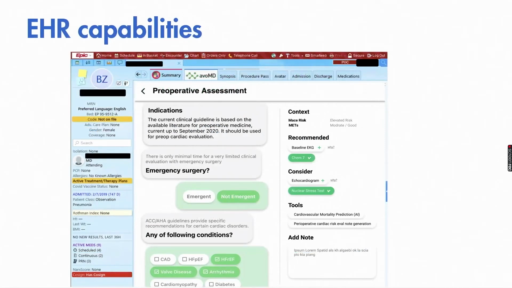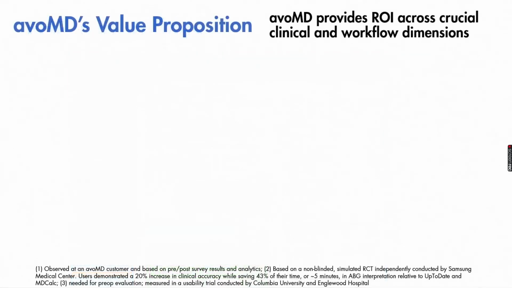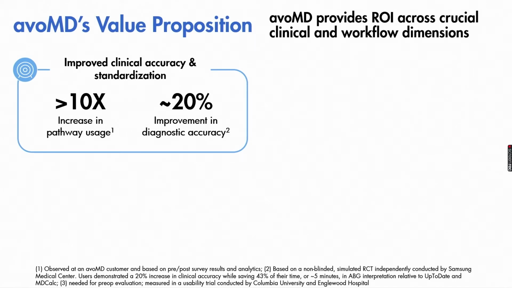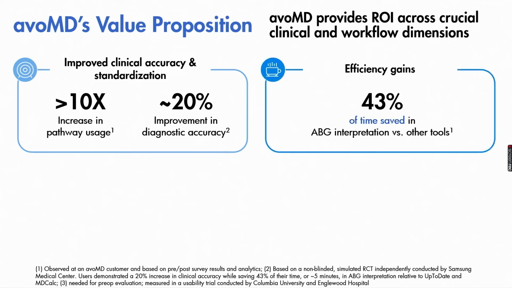The way that we work for EHR integration, we are Smart on FHIR compatible, actually have one live site partnership with Samsung Medical Center, and are now doing a pilot with an Epic integration in Mount Sinai's instance. Our value proposition, we've been able to show that we can improve clinical accuracy and standardization. We have over a 10 times increase in pathway usage in one of our live sites. A randomized clinical trial that was done independently showed a 20% improvement in diagnostic accuracy.